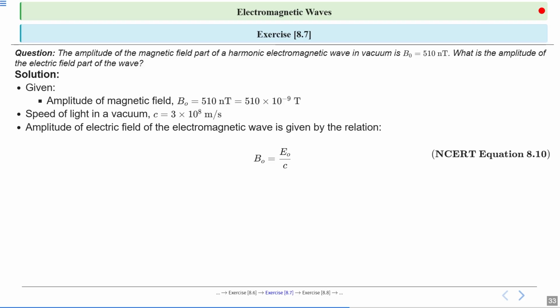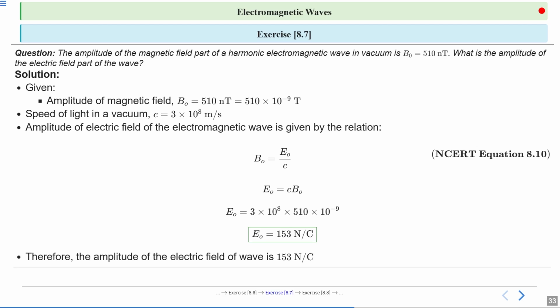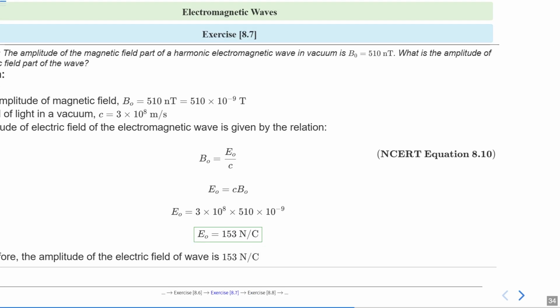So B naught is equal to E naught upon C according to NCERT equation 8.10. So E naught will be equal to C B naught. C we know, B naught is given in the question, so we can find E naught. E naught is equal to 3 into 10 to the power 8 into 510 into 10 to the power minus 9. So E naught will be equal to 153 Newton per Coulomb. Therefore, the amplitude of the electric field of the wave is 153 Newton per Coulomb.